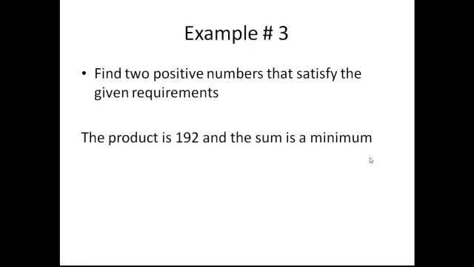Example number 3, what that states in your book is to find 2 positive numbers that satisfy the given requirements. The first thing that I want you to recognize is that we have the product. It's going to be 192, and the sum is what we're trying to minimize. We're trying to find 2 positive numbers. So I'm just going to go ahead and say we have x and y. These stand for our 2 positive numbers.